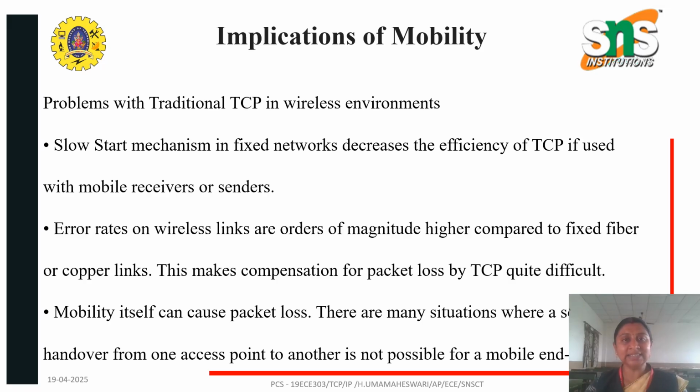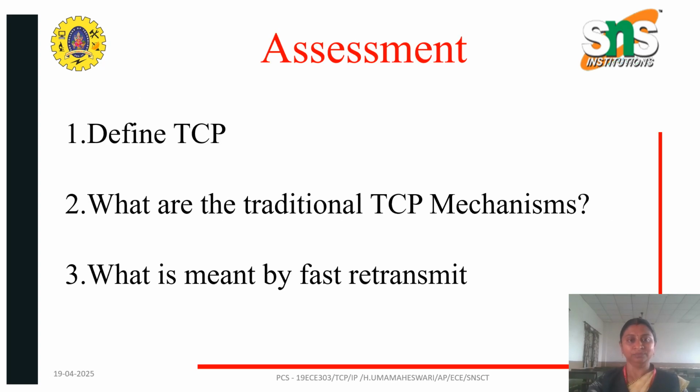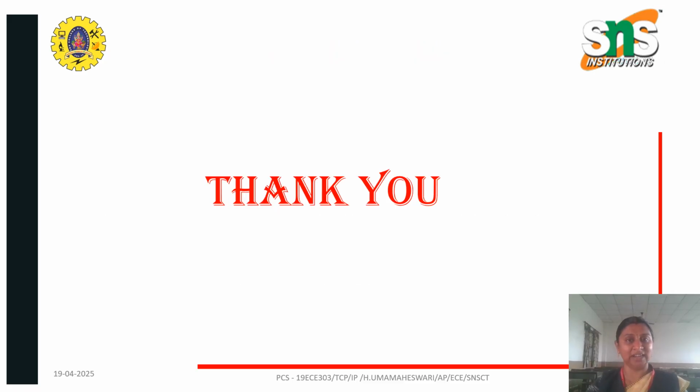The final one is the implications of mobility. Here, the slow start mechanism designed for fixed networks decreases the efficiency of TCP if used with mobile receivers or senders. Error rates on wireless links are orders of magnitude higher compared to fixed fiber or copper links. So mobility itself can cause packet loss. The assessment is: what is meant by TCP, what are the traditional TCP mechanisms, and what is meant by fast retransmit.